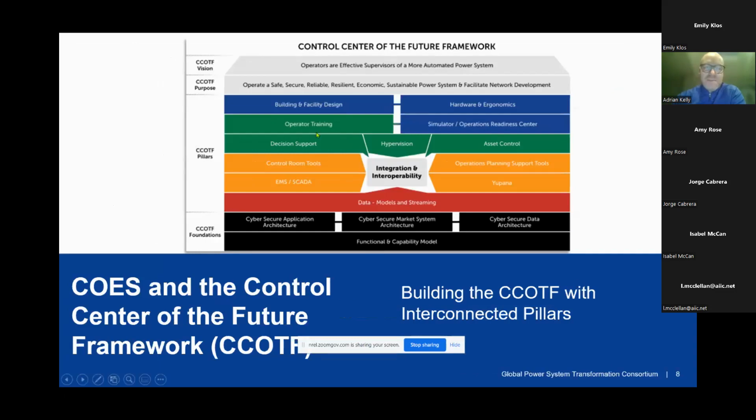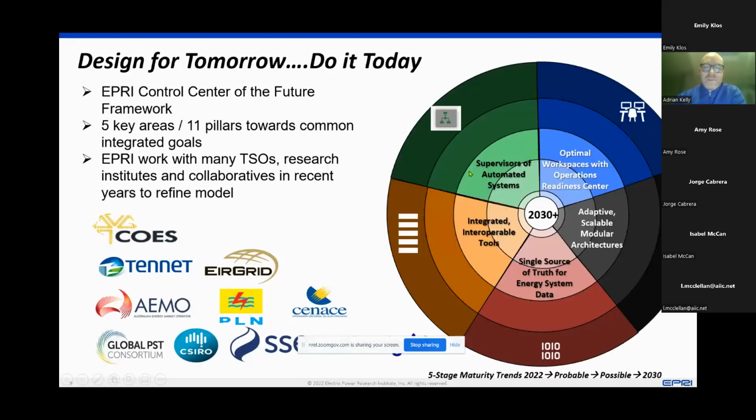So we developed this framework. You can see it here. It's color coded, and all of these elements fit together. All the elements and blocks fit together, and they're all part of the same framework.